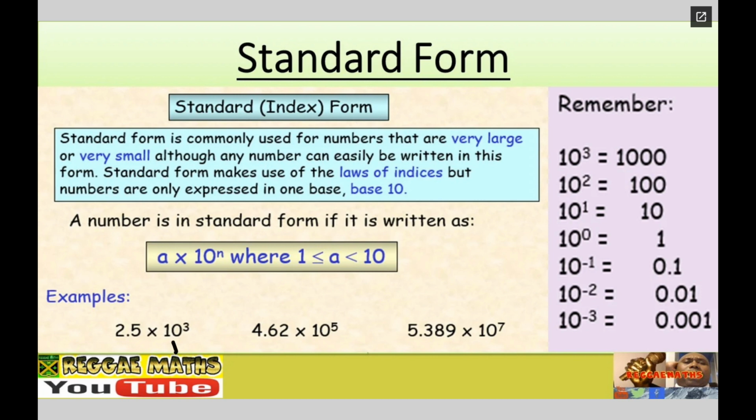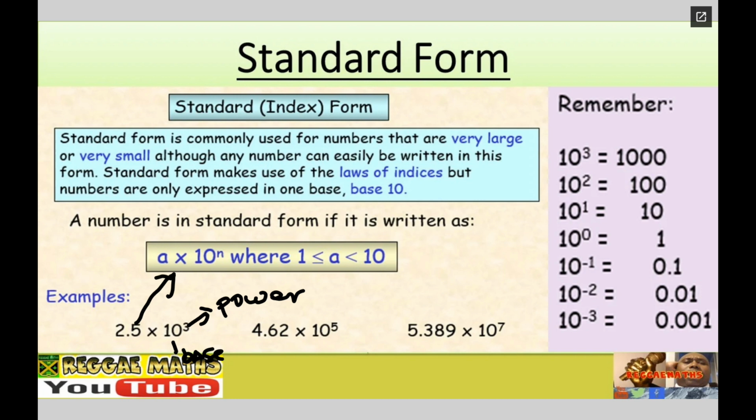You've got 10, which is the base. You've got 3, which is the power. And you've got 2.5, which lies between 1 and 10. Now, looking at these examples, you can see another example here: 4.62 times 10 to the power 5, and 5.389 times 10 to the power 7.